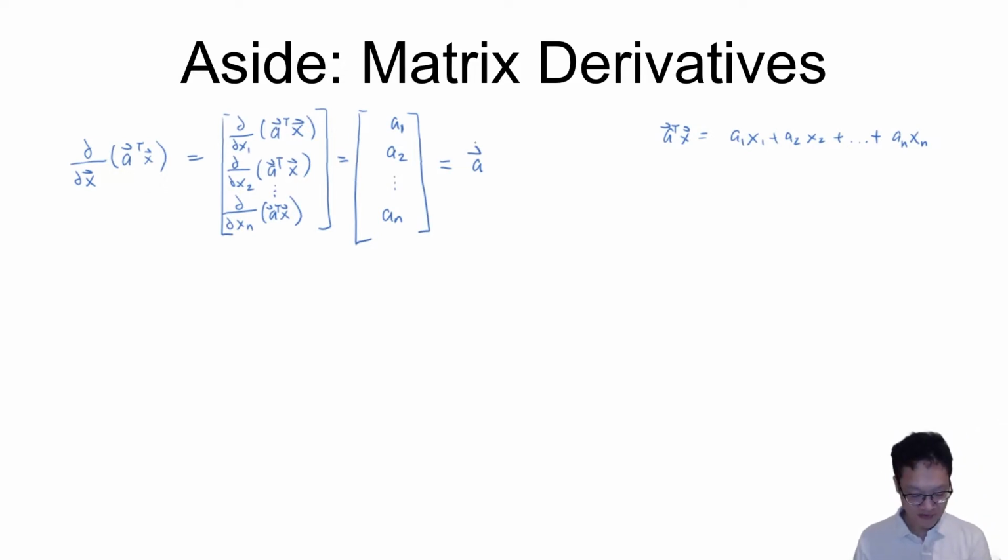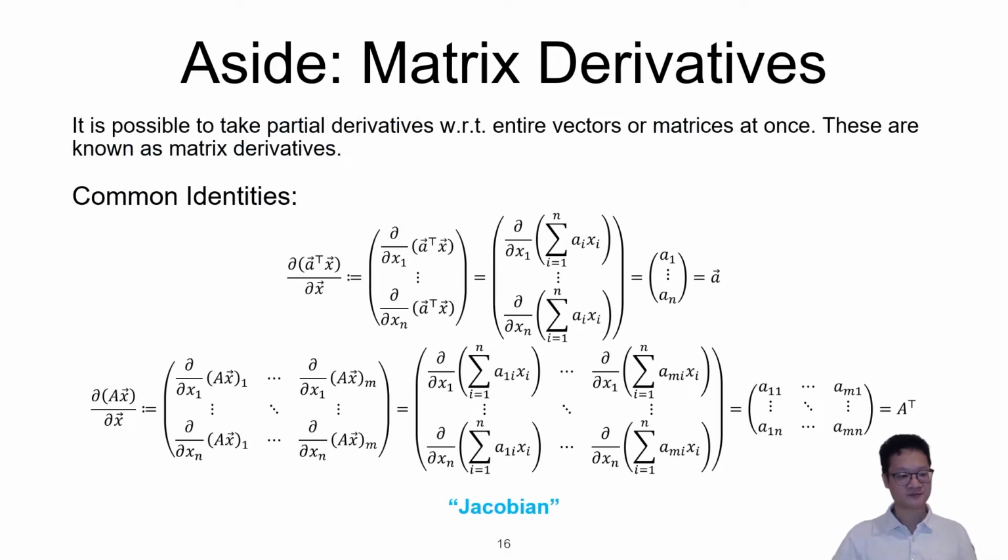So that's quite nice, right? We took the gradient of this dot product, or inner product, and the result is very similar to what we would get in the scalar case: d by dx of ax gives us a. In matrix form it's the same: the gradient of A transpose x is the vector a. That's really nice, and it turns out that a lot of matrix derivatives look very much like the scalar case. Okay, so that was the first one.